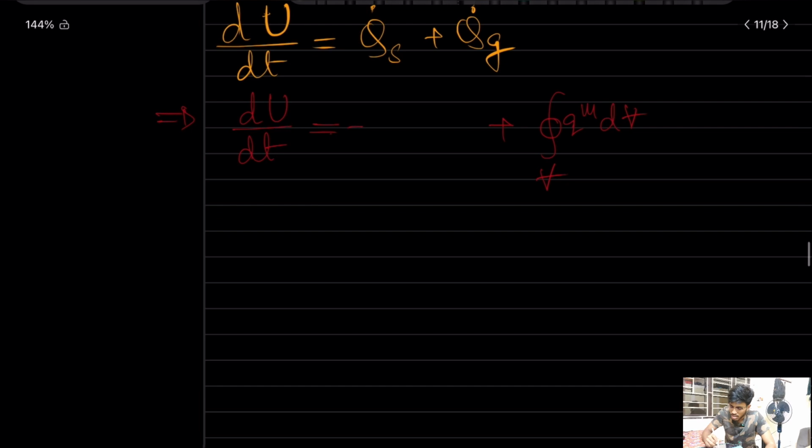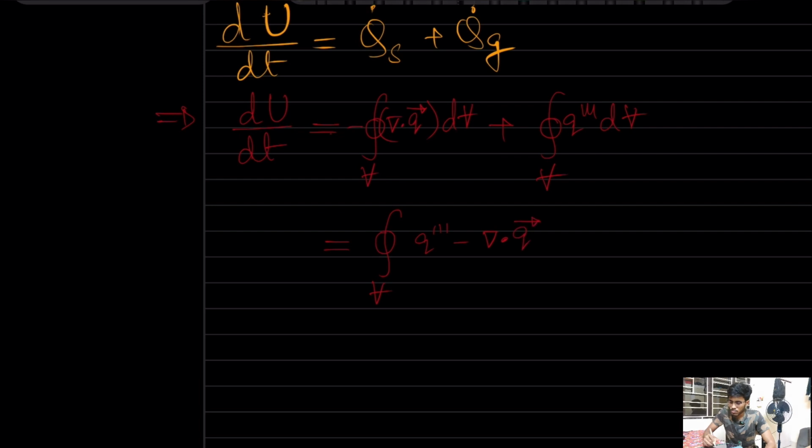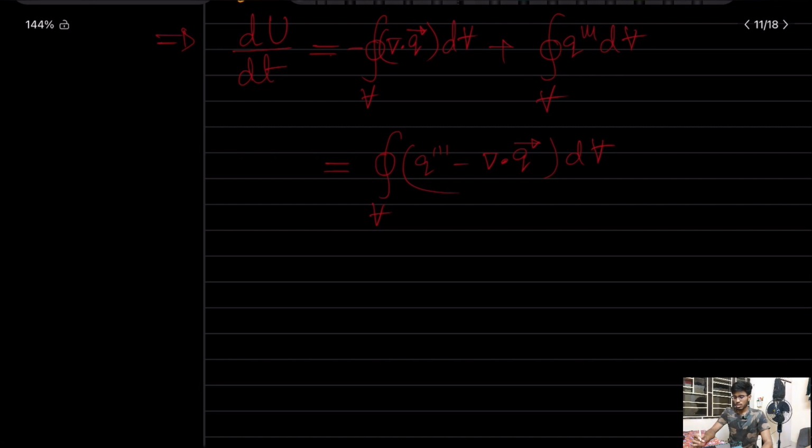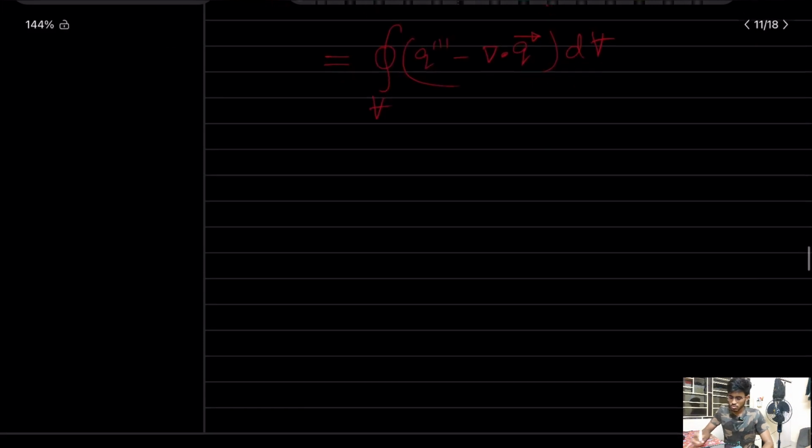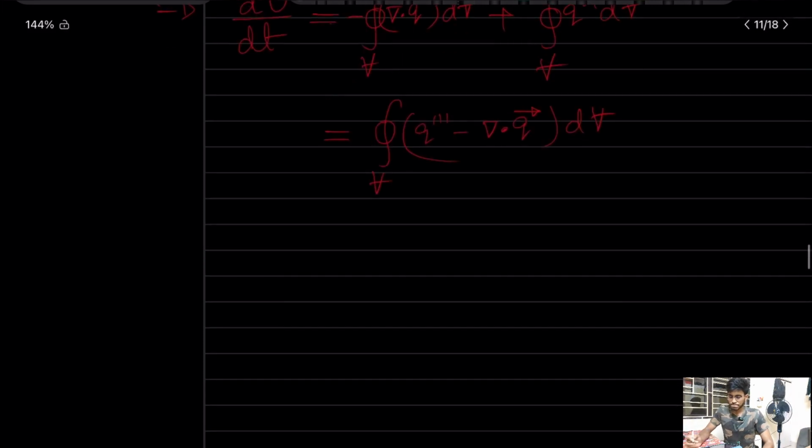So that was minus divergence of the heat flux vector Q, and the volume integral over V. I can take these two expressions under the same integral, that will be Q triple prime minus divergence of the heat flux vector, integral of that. Okay. So if that is now fine, now I have to do one more thing.